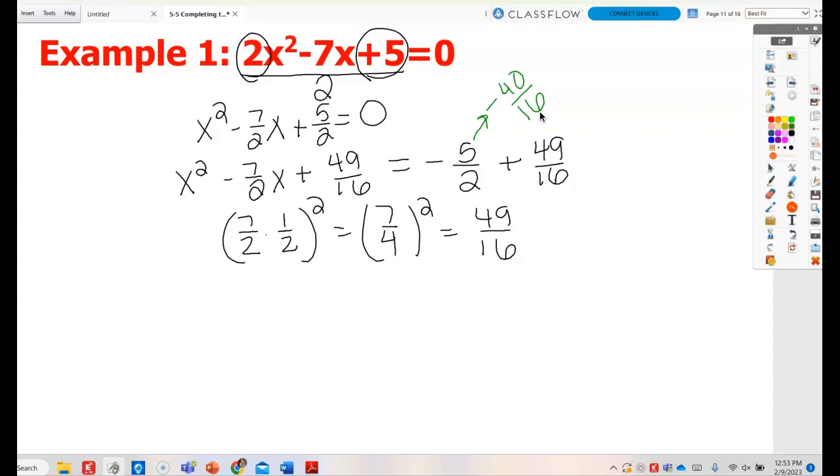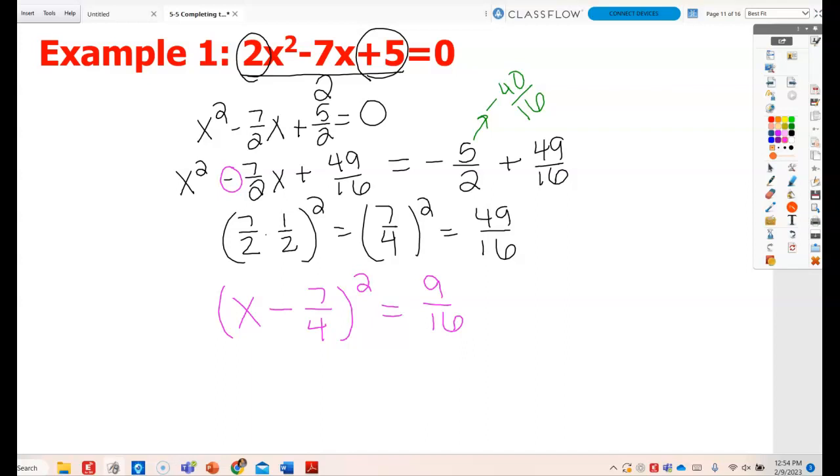So my new problem becomes x minus, because this sign was negative, that middle value divided by 2, but not squared, so my 7/4 inside my square equal to 9/16. So I have thus created my perfect square equal to the number.